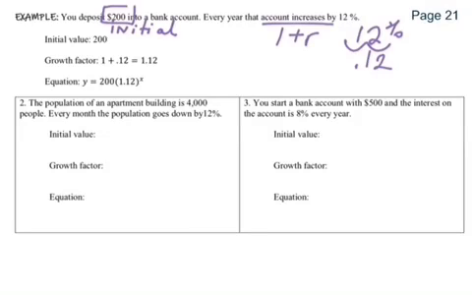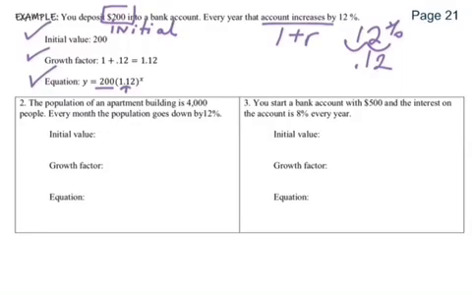So your initial value is 200, your growth factor is 1.12, and then you would write your equation, y equals your initial amount, your growth factor goes on the inside, raised to the x power.